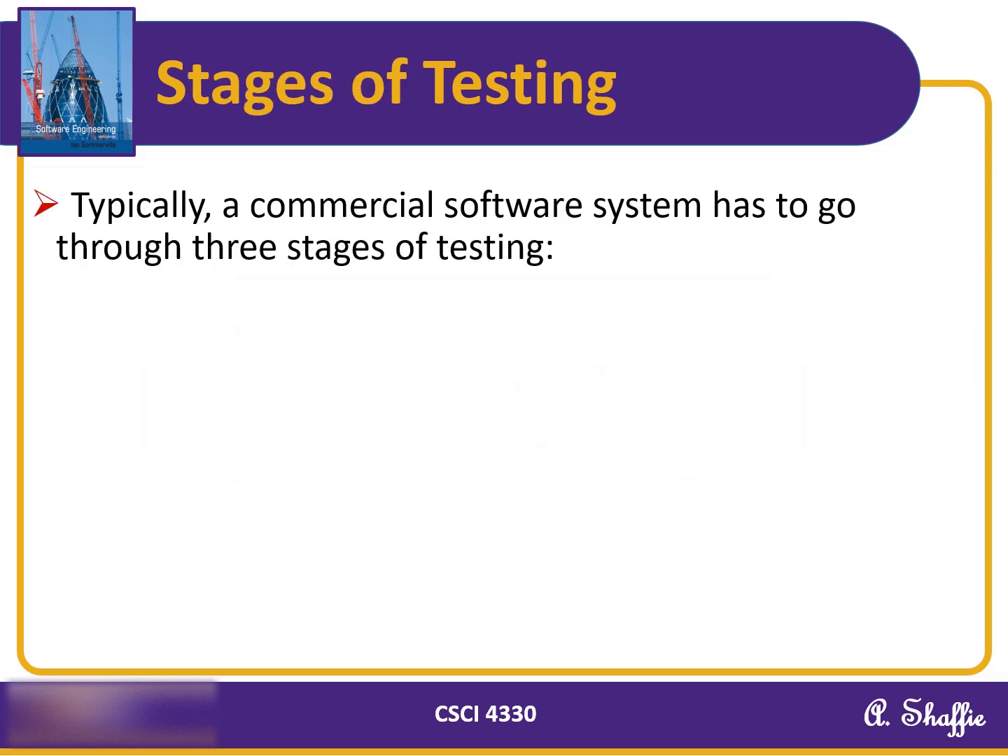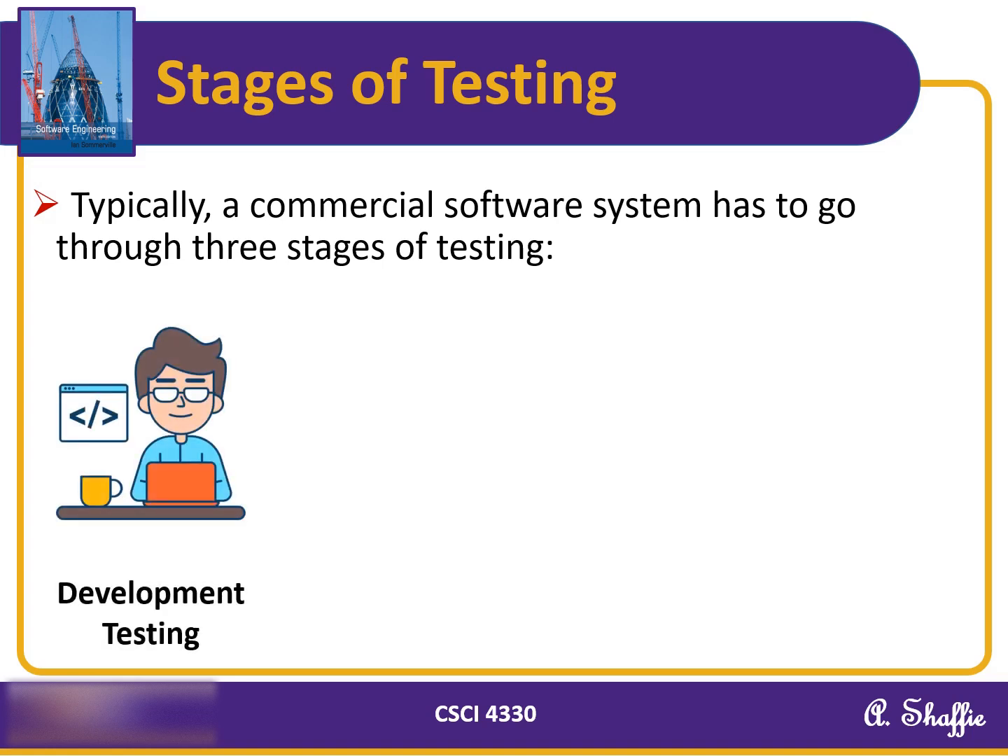Now let's discuss the three main stages of testing that a commercial software system typically goes through. The first stage is development testing. This happens during the creation of the system and is aimed at finding bugs as early as possible. In this phase, designers and programmers are involved, testing their work as they build the system. This helps ensure that any issues are identified and resolved before moving to the next stage.